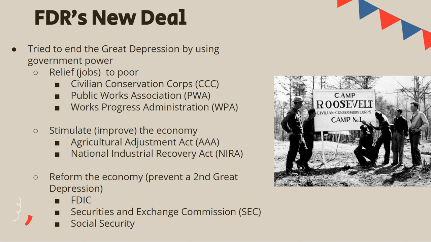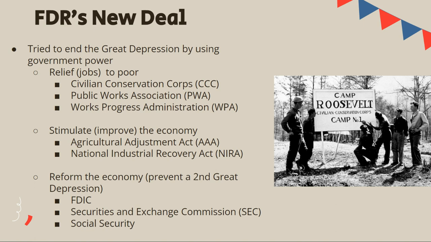And then the Public Works Association and the Works Progress Administration are both agencies that use government money and workers that the government is hiring to build schools, roads, items like that. They're going to help give people jobs, but also help out America in general.